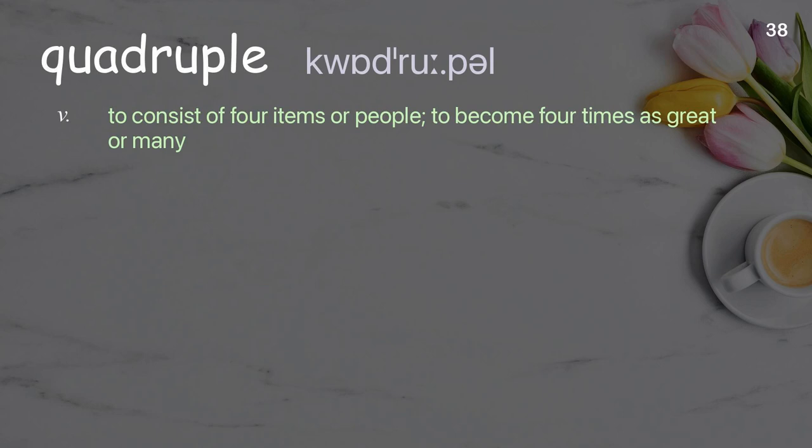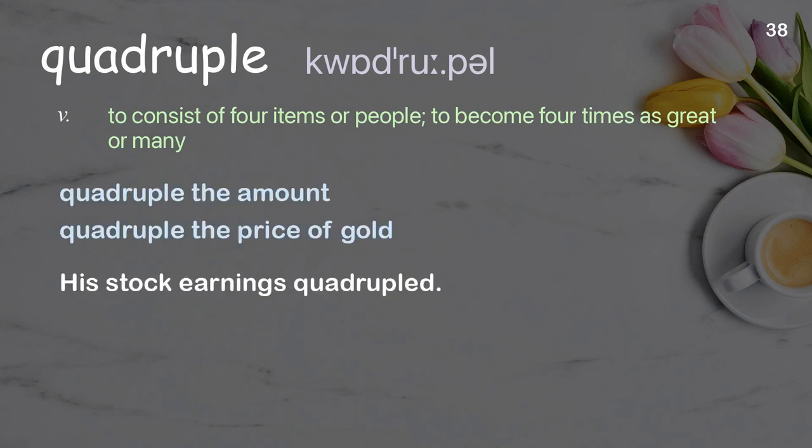Quadruple. To consist of four items or people, to become four times as great or many. Examples. Quadruple the amount. Quadruple the price of gold. His stock earnings quadrupled.